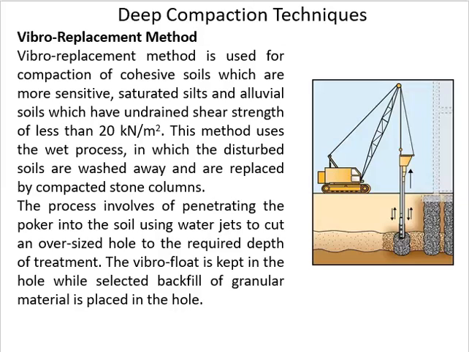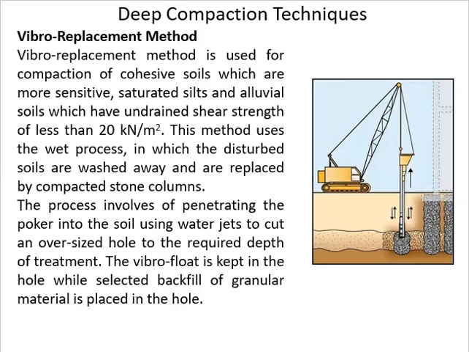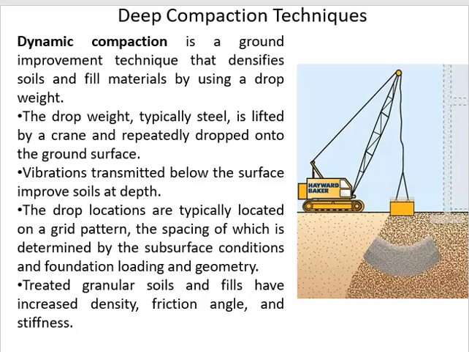The vibro float is raised in lifts and gravel or sand is added from the surface to compensate for the loss of volume caused by the increasing density. The vibro float is introduced into the soil in a triangular or square grid with a spacing of 1.5 to 5 meter and depths of 3 to 20 meter.